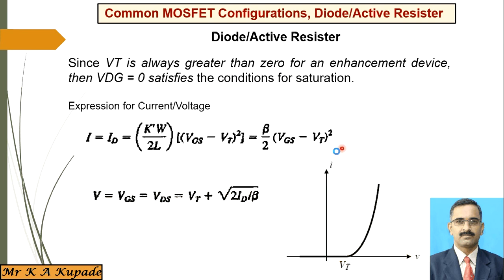Here, whatever the I you are getting from this particular graph, by considering that shorting, that means connecting the drain to the gate terminal, for that condition, that current is flowing through the drain terminal. We get ID equal to K dash W divided by 2L, in brackets, multiplied by (VGS minus VT) whole square. That means beta divided by 2 times (VGS minus VT) square.